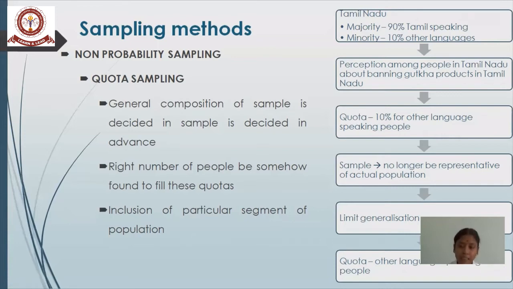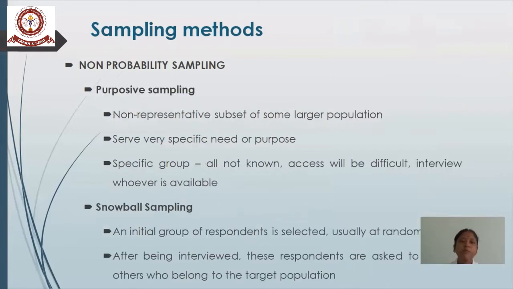That means we'll be deciding in advance of the study who we should have, and we will include the same. So this comes under non-probability sampling, quota sampling. The next is purposive sampling. It is also a type of non-probability sampling where it is a non-representative subset of some larger population and it serves a very specific need or purpose. For example, certain groups will not be very well known or access will be difficult, and we'll be interviewing whoever is available. At that time, we'll be doing purposive sampling.